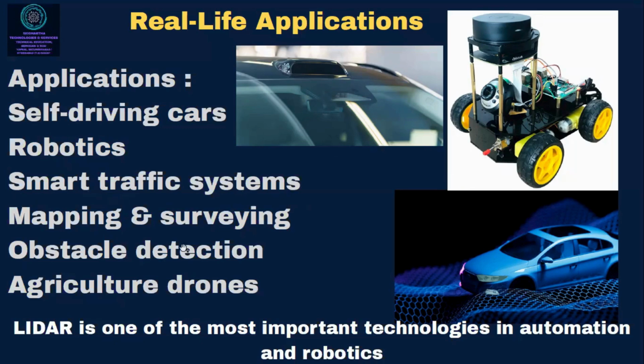So, smart traffic systems, mapping and surveying, right? As we have already discussed, it is used for mapping and surveying. Obstacle detection also, we can use the same. And agriculture drones. Again, it is the first type. Just now we have seen that it is used for aviation purposes. So agricultural drones, there it is used. Then one more important point is LiDAR is one of the most important technologies in automation and robotics. When we talk about robots and cars, the latest cars use LiDAR sensors.